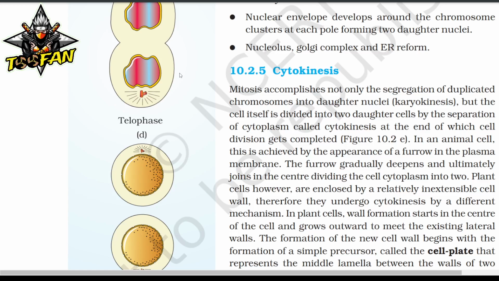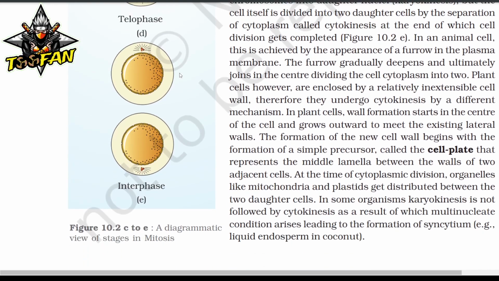Plant cells, however, are enclosed by a relatively inextensible cell wall. Therefore, they undergo cytokinesis by a different mechanism. In plant cells, wall formation starts in the center of the cell and grows outward to meet the existing lateral walls, and the formation of the new cell wall begins with the formation of a simple precursor called the cell plate that represents the middle lamella between the walls of the adjacent cells.